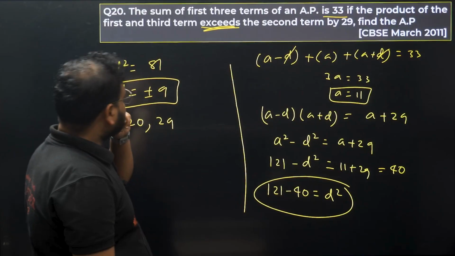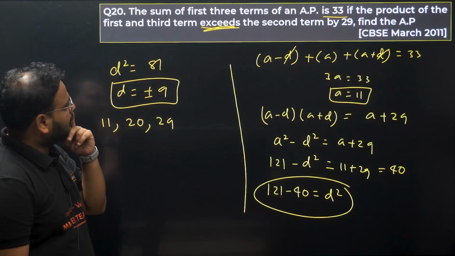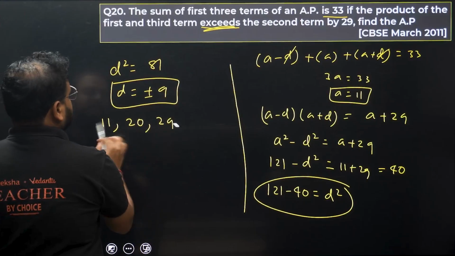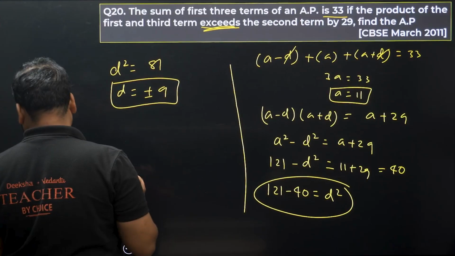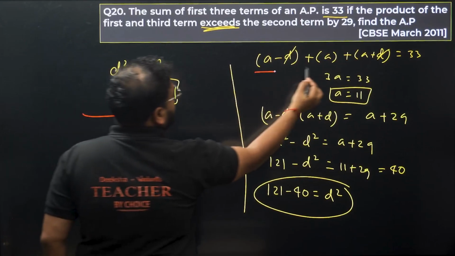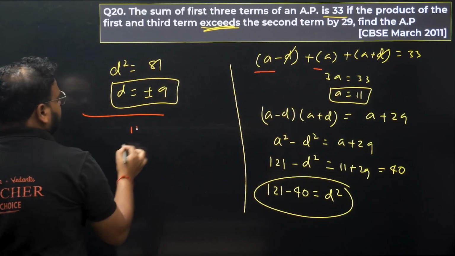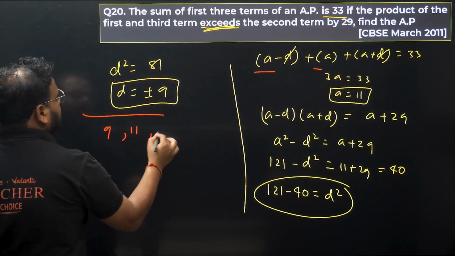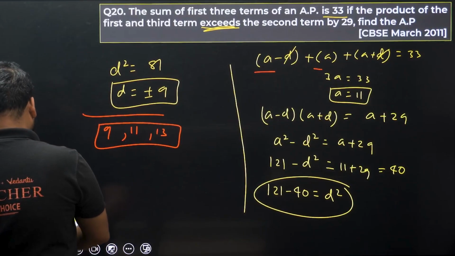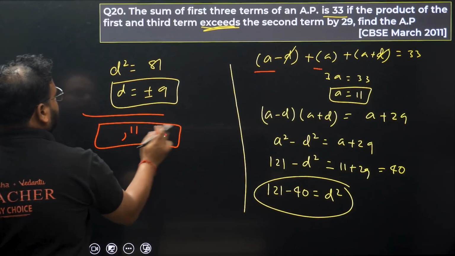Okay, please check the sum of the first 3 terms. Something is wrong. Okay, no. Not right. Yes, my bad. I have taken it incorrectly, sir. The terms are a minus d, a and a plus d, right? So it will become 2, 11, right?